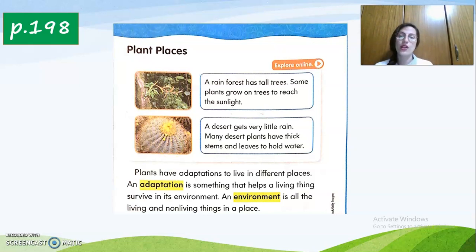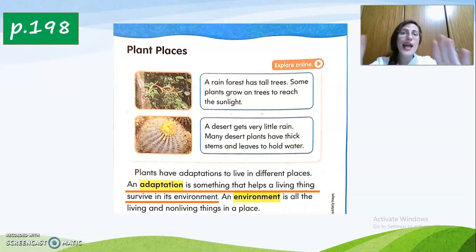Now, let's underline the yellow words and get ready. Okay? What is an adaptation? An adaptation is something that helps a living thing survive in its environment.